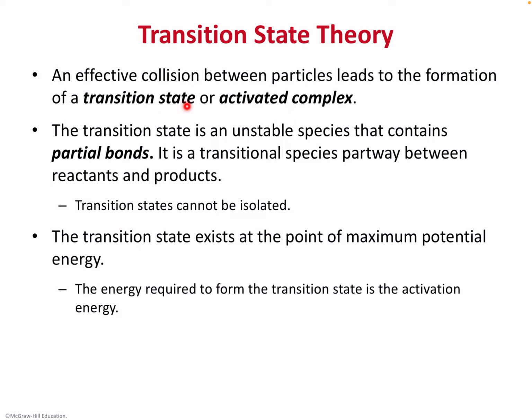So we have seen when that athlete was jumping over the pole, it's reaching the activated complex, reaching the transition state, right? So the transition state is an unstable species, and that unstable complex can have partial bonds. They are not full bonds, they have partial bonds, and it is a transitional species part way between reactants and products. Because it has partial bonds, normally we cannot isolate the transition state.